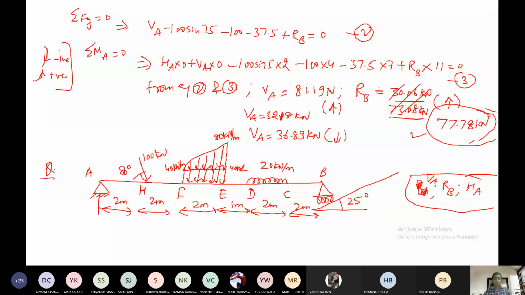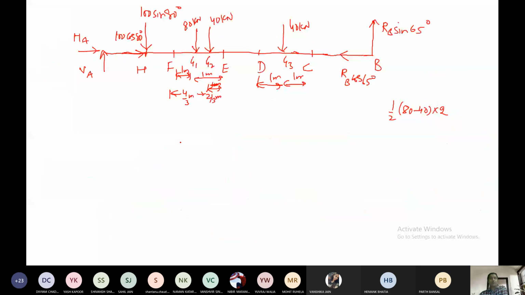So from this point to this point, the area will be how much? Half into 80 minus 40. This is the load, and what is the distance we have here? Into 2 meter. That's why it is 40 kilonewton here, which I have mentioned for the UVL part. You can see this is the 40 kilonewton.